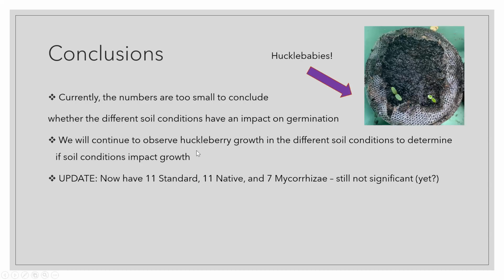We have our huckle babies, and they're very small. Most of them only have 2 leaves, but as of the other day, some of them now have 3 leaves. It's kind of hard to tell the scale here, but this entire thing is only about 1.5 inches. So these are tiny, tiny sprouts, but we will continue to watch them and see if we get anything interesting.